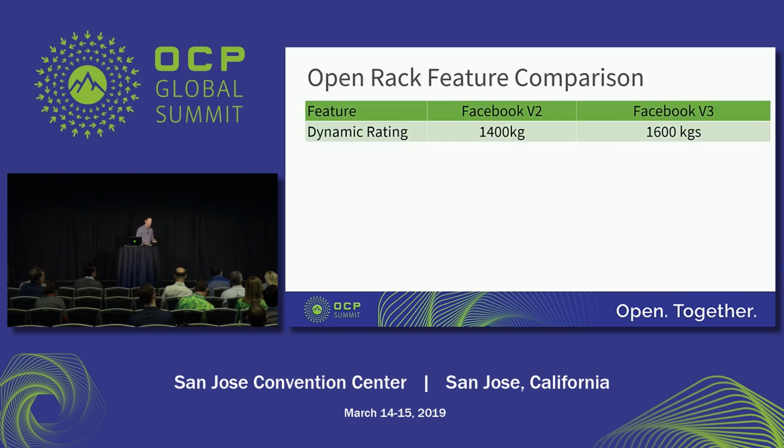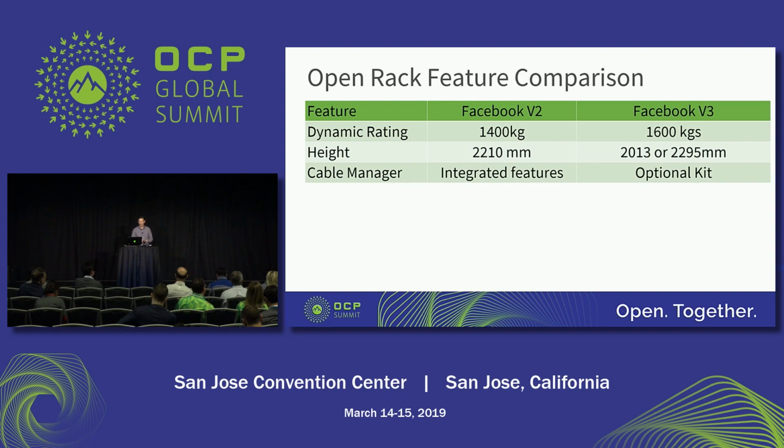Let's go through some of the proposed differences between Facebook's Open Rack V2 and our V3 version. First of all, we'll be increasing the dynamic load rating from the current 1,400 kilograms to 1,600 kilograms going forward. This will give us a little more weight capacity to handle some of the rear door heat exchangers, which could be kind of heavy. We'll also be enabling two different heights. Currently for V2 we're at 2013 and 2210, and we'll be incorporating both of these heights as we go forward.